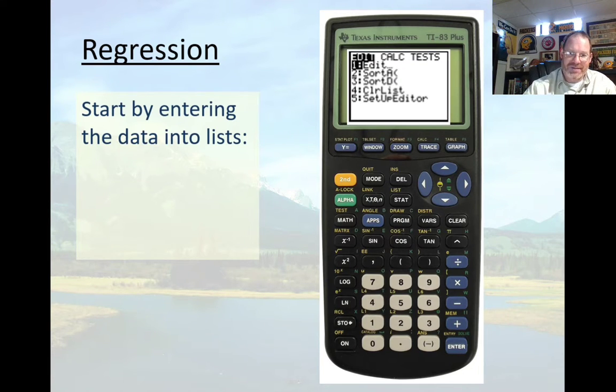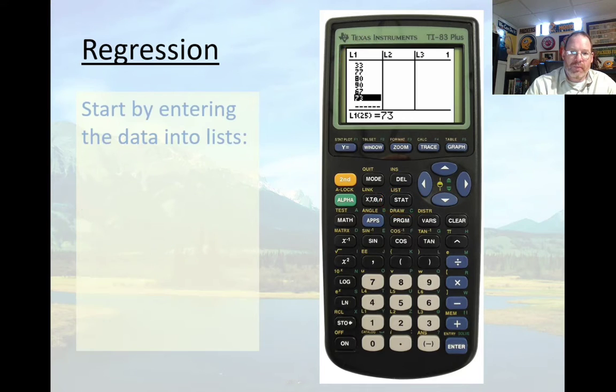To get to lists, you have to hit the Stat button, and then on the screen that comes up, hit Enter on Edit. And you're going to get columns like this. You can see that the columns here are L1, L2, L3: List 1, List 2, List 3.